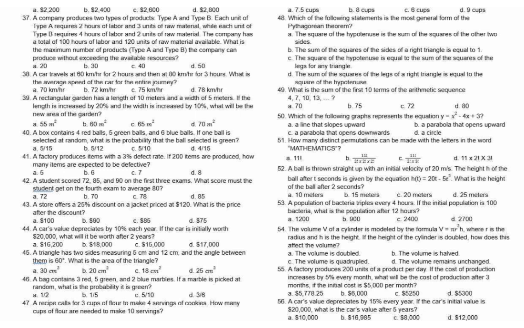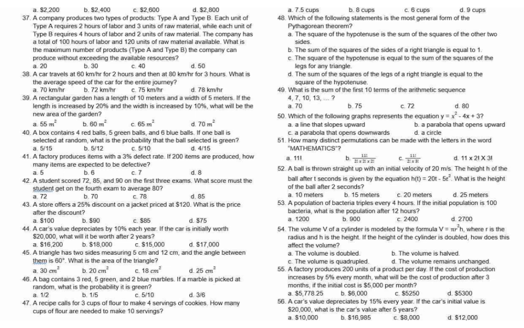38. A car travels at 60 km per hour for 2 hours and then 80 km per hour for 3 hours. What is the average speed of the car for the entire journey? The answer is letter B, 72 km per hour.